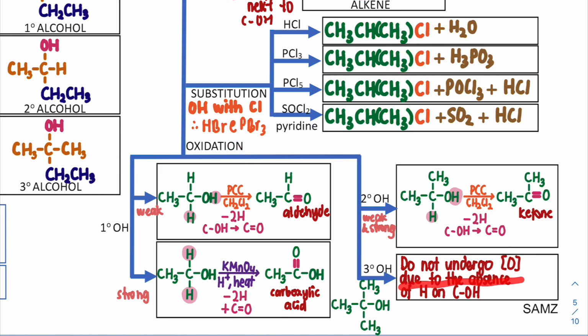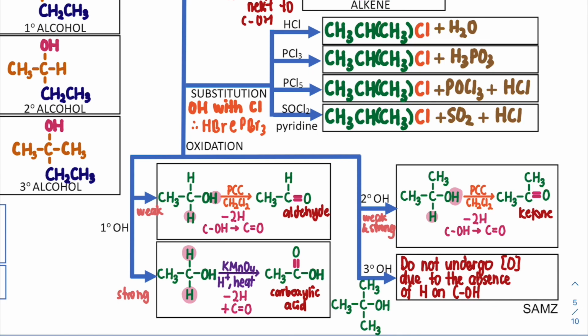This is due to the absence of hydrogen on the carbon bearing the OH. The OH is already there, but we need to remove a hydrogen attached to the carbon. This carbon does not have any hydrogen attached to it. That's why the tertiary alcohol does not undergo oxidation. So that's the last for the oxidation.